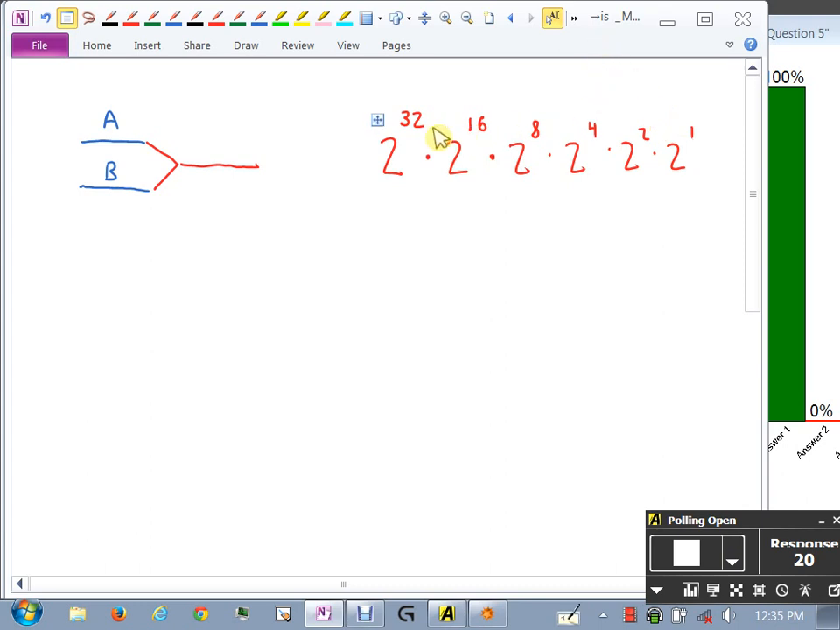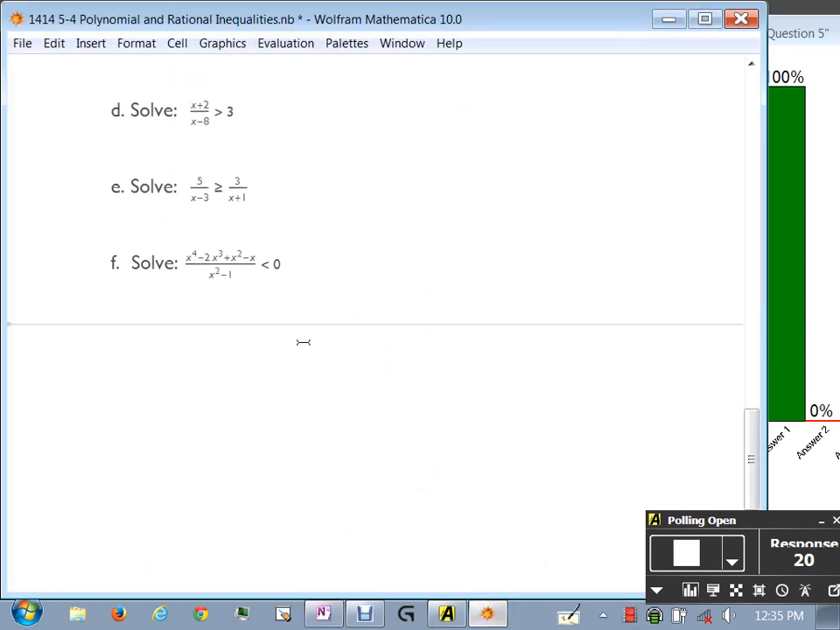Okay, so let's add up these exponents, because that's what you do when you have the same bases. You add them up: 32 plus 16, 48, 56, 60, is that 63? 2 to the 63. Okay, so let me come in here now. What is 2 raised to the 63rd power?